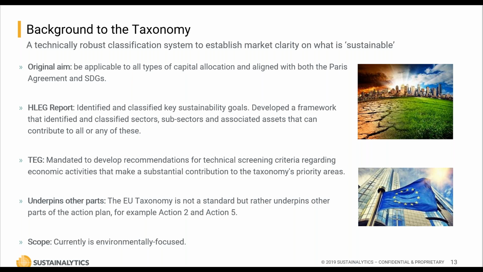The H-Leg report identified key sustainability goals and also developed a framework. The TEG was then mandated and focused on building out some technical criteria for the taxonomy. It's important to note that the taxonomy itself is not a standard, rather it underpins other parts of the action plan and could be utilised to support the development of the eco-label, for example. The taxonomy, as it stands, has ended up being focused almost entirely on environmental objectives and in particular climate change, so the current definition of sustainability is relatively narrow.